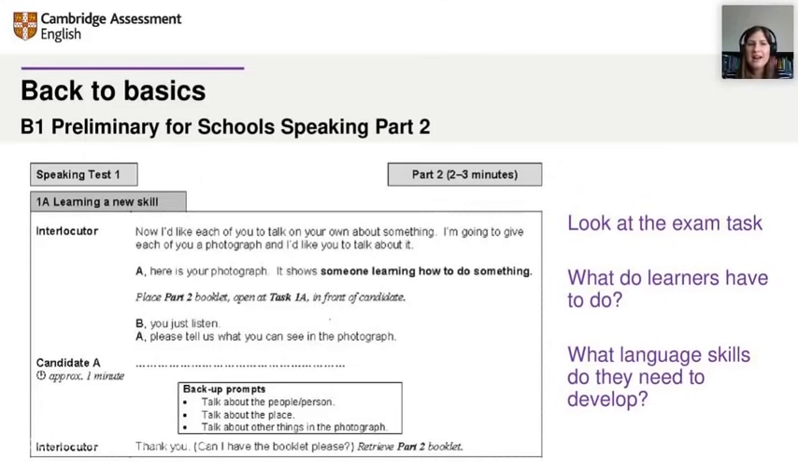So here I have shown you a speaking task from the B1 Preliminary for Schools exam, and this is a part 2. I'd like you just to take a few moments and look at the task and read the questions in purple to the right and consider these questions. What do learners have to do in this task, and what language skills do they need to develop? This is the first thing that we need to answer as teachers before we can plan our classes. What do learners have to do in this task? You can type your answers in the chat box.